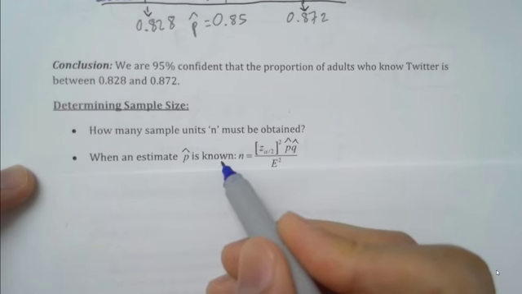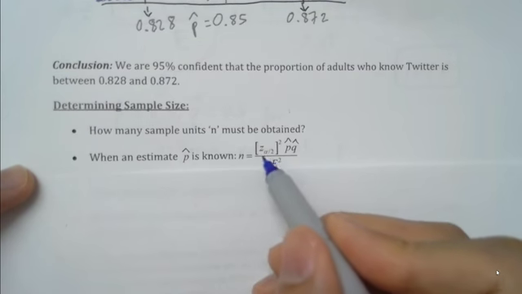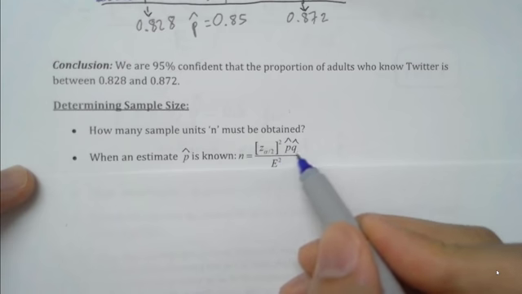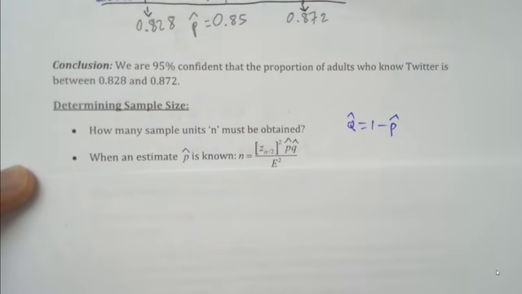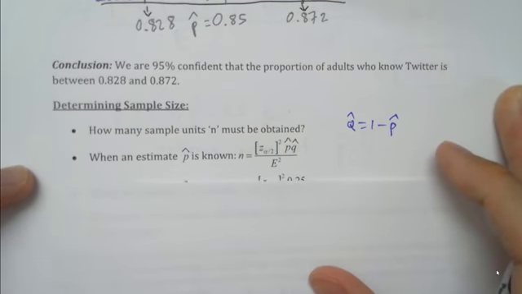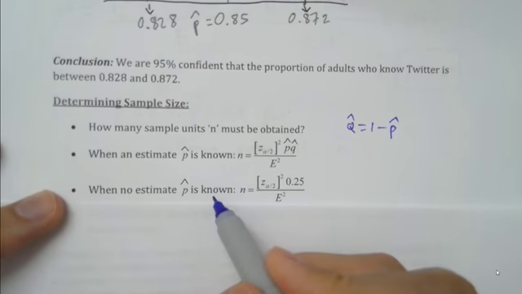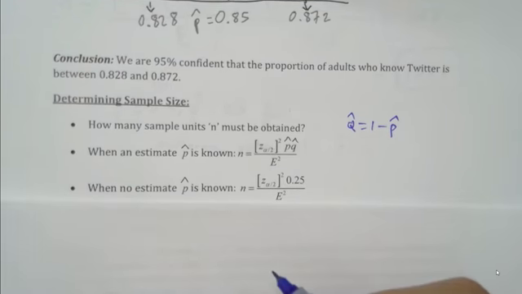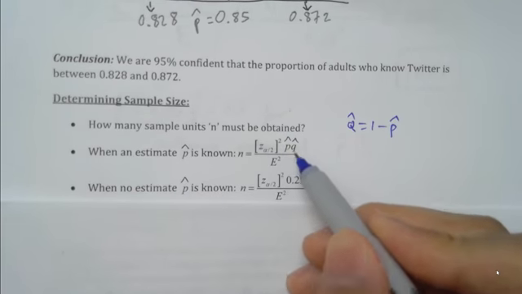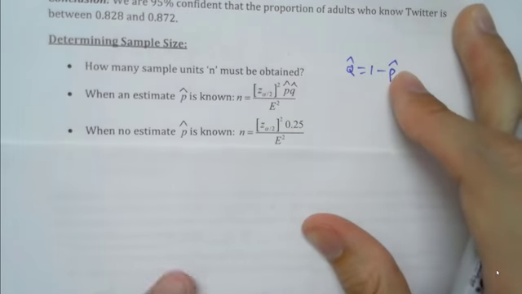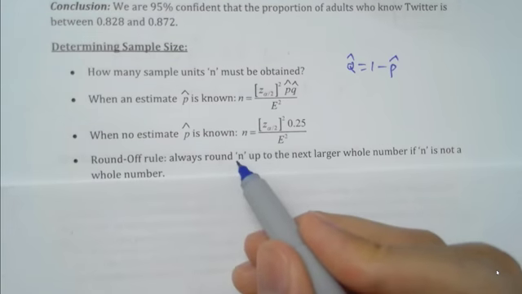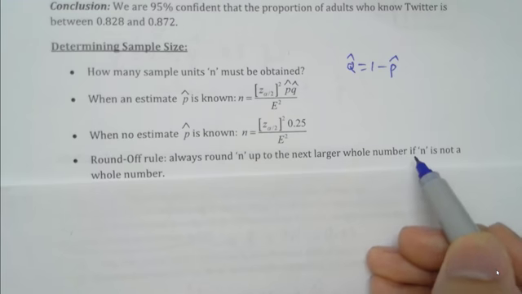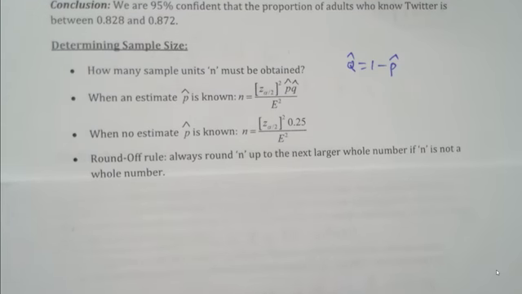So when an estimate of p hat is available, then n is found by the formula: the critical value z alpha over 2 squared, multiplied by p hat q hat, where q hat is 1 minus p hat, the complement of p hat, all over the margin of error squared. And when p hat is unknown, or when you have no estimate of p hat, then p hat and q hat multiplied together should be 0.25. So if p hat is not given, we assume p hat is 0.5 and q hat is also 0.5, so their product is 0.25. Now the round up rule: always round n up to the next larger whole number if n is not a whole number. So pay attention to this clearly.